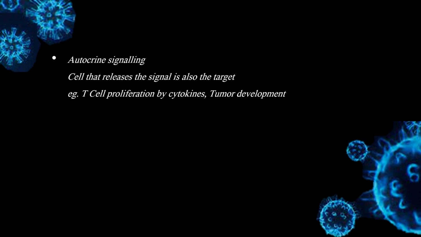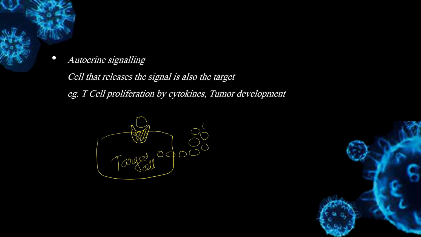And the last one is autocrine signaling. In this type of signaling, the cell that releases the signal is also the target. For example, T-cell proliferation by cytokines or tumor development. So in this case, suppose this is the target cell and there is a receptor in this target cell. From this target cell, it produces several signals, and this signal can itself bind to the receptor present within the same cell and activate downstream processes. So this is called autocrine signaling.